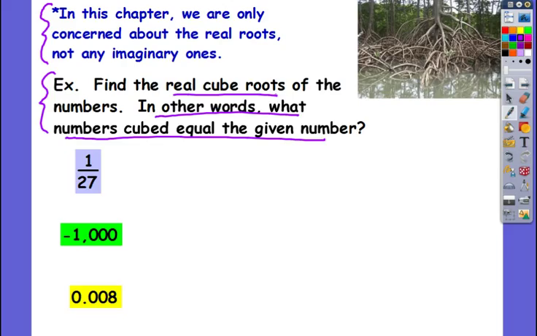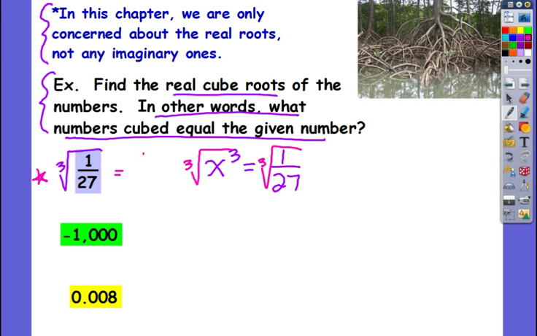So if I ask you to find the real cube roots of 1 over 27, you could just take the cube root of 1 over 27, or you could think of it this way: what numbers cubed give you 1 over 27? If you want to solve this equation, you take the cube root of each side. So that's really what we're asking you to do. Well, the cube root of 1 is 1, and the cube root of 27 is 3. So if I take 1/3 times 1/3 times 1/3, that is what would give me 1 over 27. That's the real cube root.